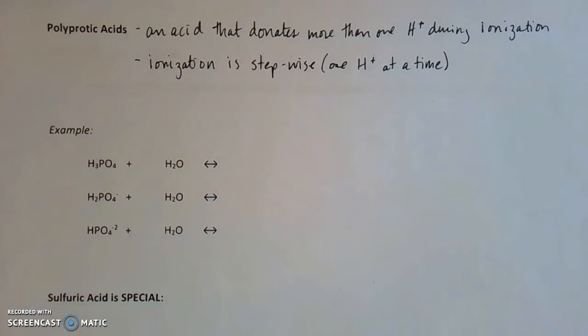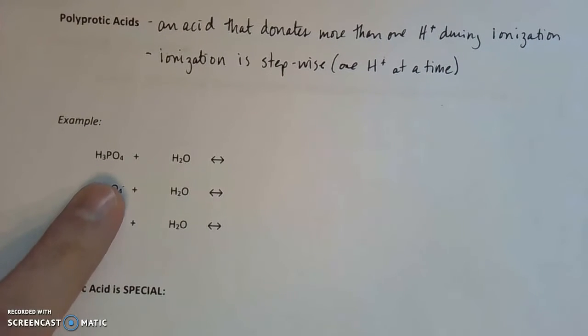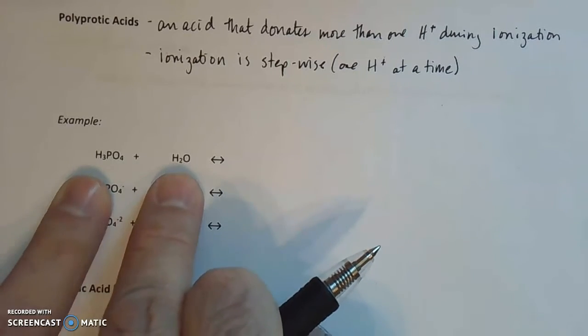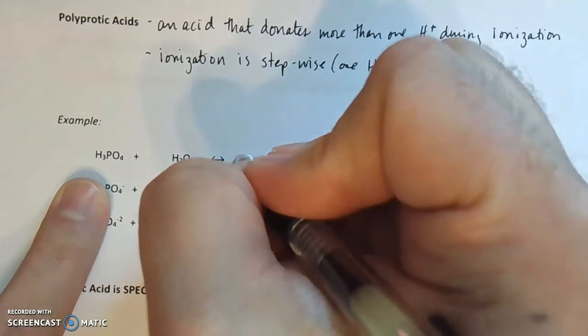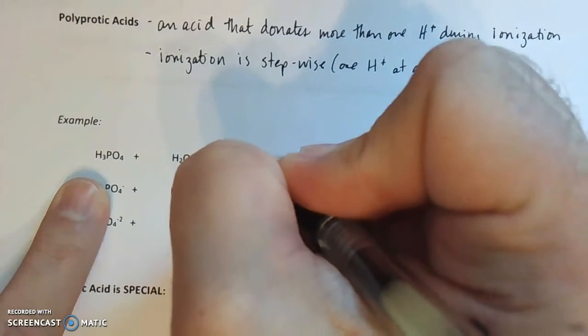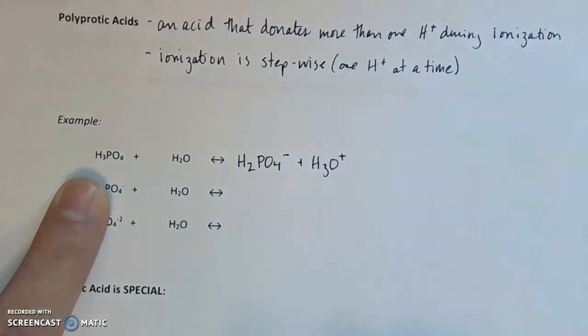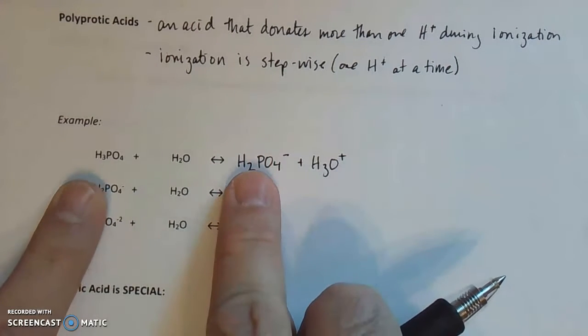So we're going to use one very common polyprotic acid, phosphoric acid, H3PO4, as our example of what is going to go on as each H plus is ionized. So if we start here with H3PO4, phosphoric acid, and mix that with water, we get H2PO4 minus plus H3O plus.